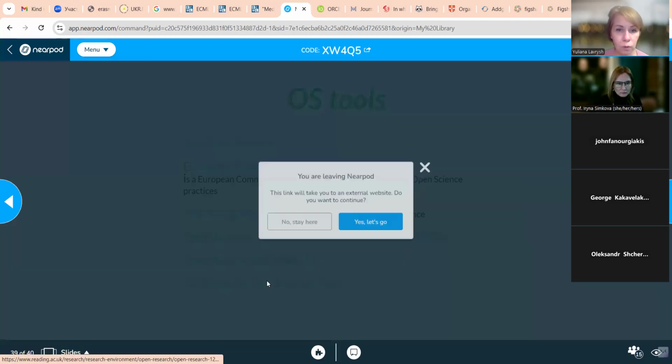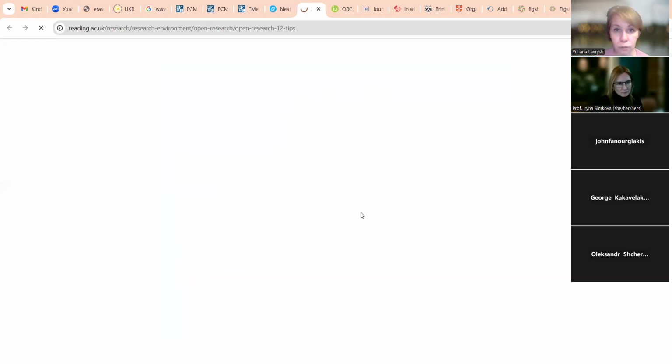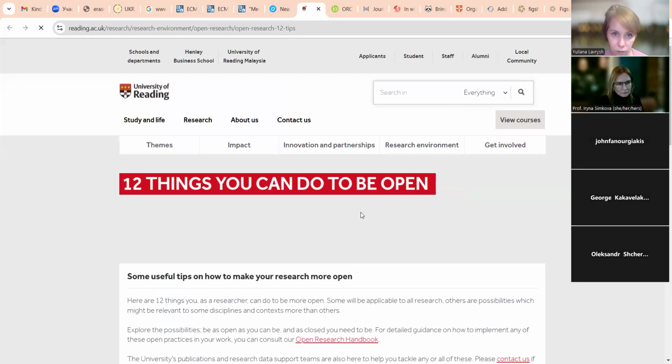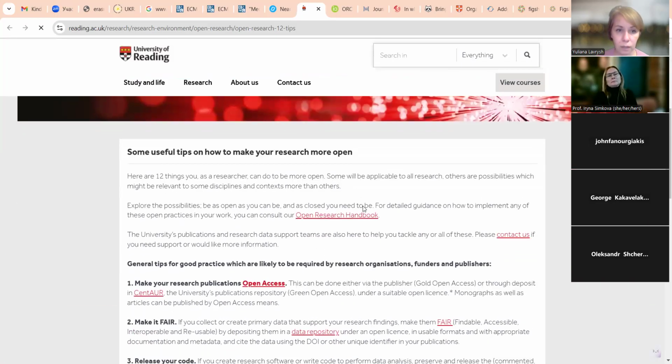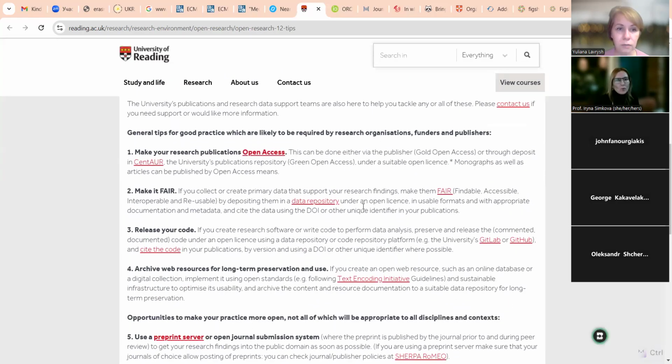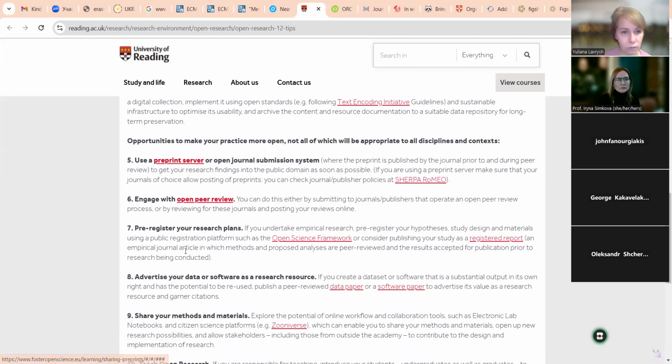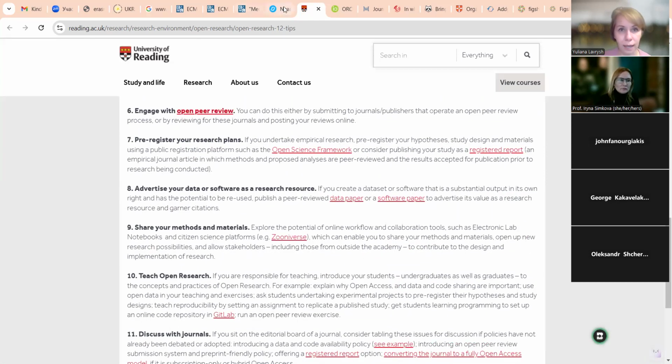You just follow this link. It is important for you to perform the home task. So you read here 12 things, 12 tips on how to become an open researcher. Make your research publication FAIR, release your code, whatever. Yeah, 12 tips.